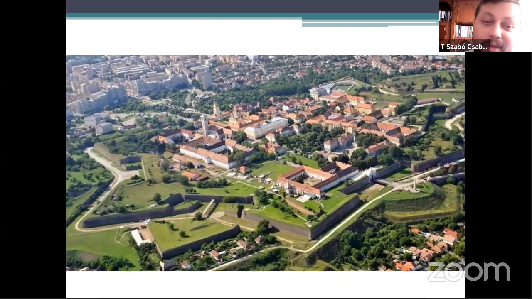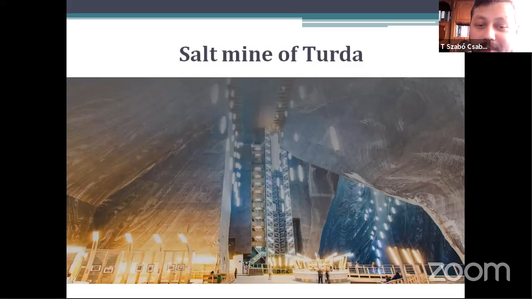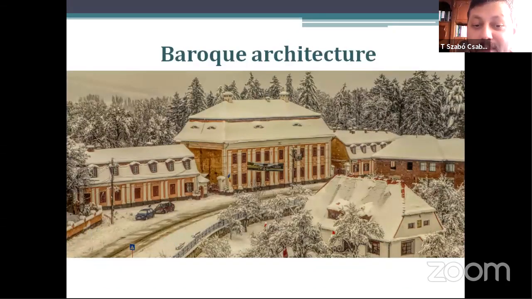What we have from this period as a visible built heritage is the famous star-shaped fortification of Alba Iulia, the big salt mine of Turda, for example, the big galleries of Turda, and many other industrial buildings. The heavy industrialization begins during the Habsburg Austrian rule, and will definitely change the urban landscape of Transylvania. We have many Baroque buildings, the famous Baroque architecture.